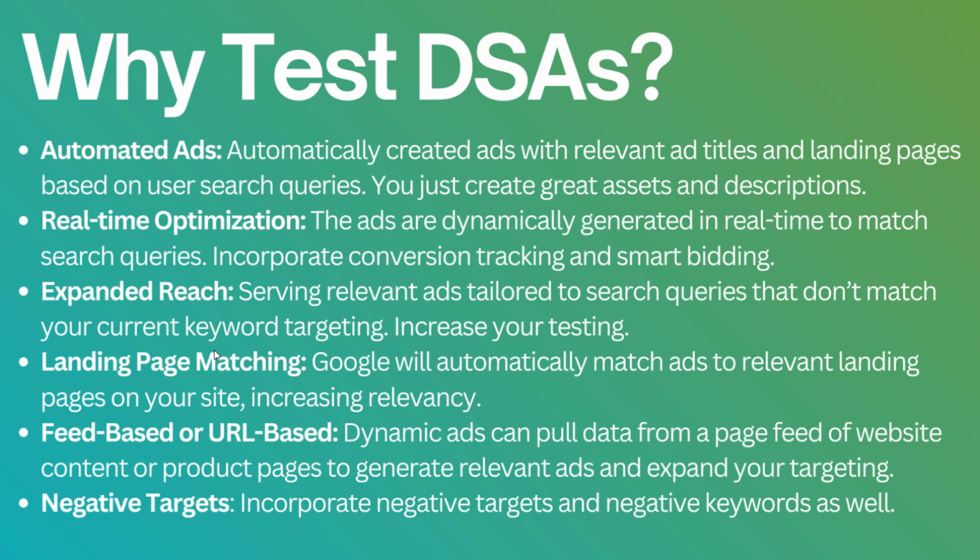Landing page matching. So Google will automatically match ads to your relevant landing pages. So that makes it as relevant as possible. So when people are typing in very specific searches about specific, either, you know, the example I used before, hotels or products, you're able to actually drive people to those landing pages. And all you really have to do is set up your dynamic ad targets. You could use a feed-based or URL-based targeting structure.